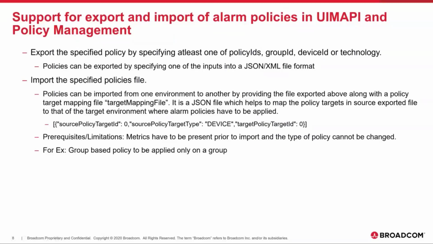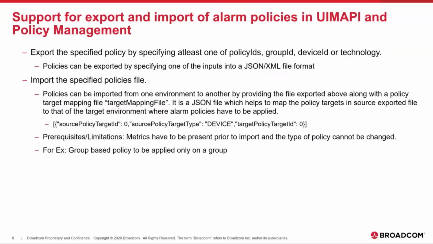With UIM 20.3, both UIM API and policy management are enhanced to support export of alarm policies from one UIM environment to another and import them to another environment. During export, user can either provide a list of policy IDs, group ID, device ID, or technology to export the policies. The export format can be either JSON or XML. User can download the files using the Swagger UI itself, and then we can use the same file to import the policies in the file to the target environment.